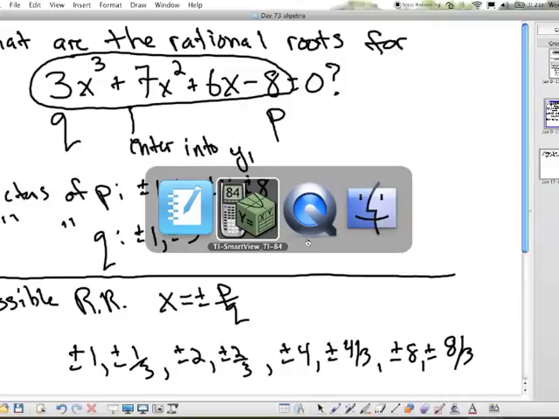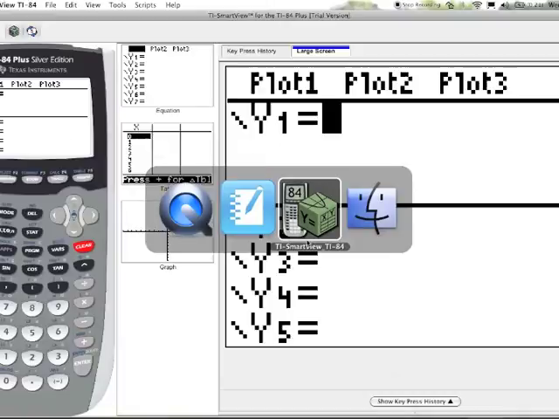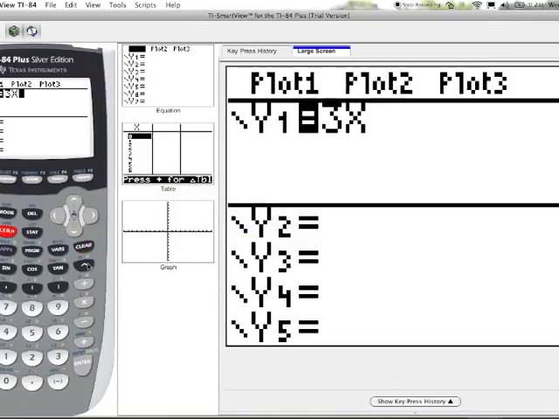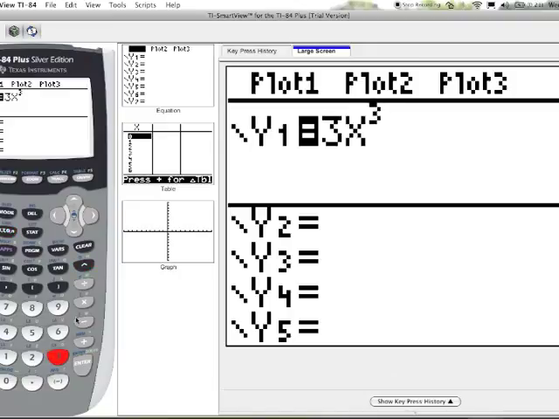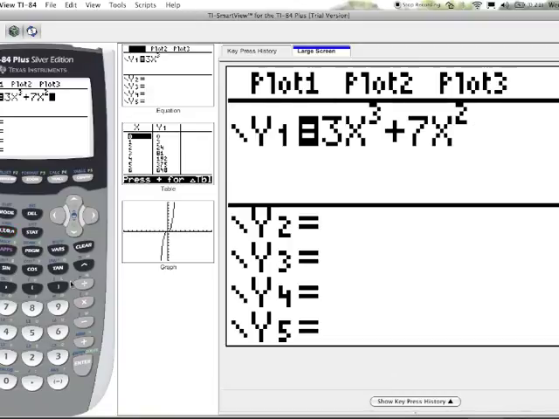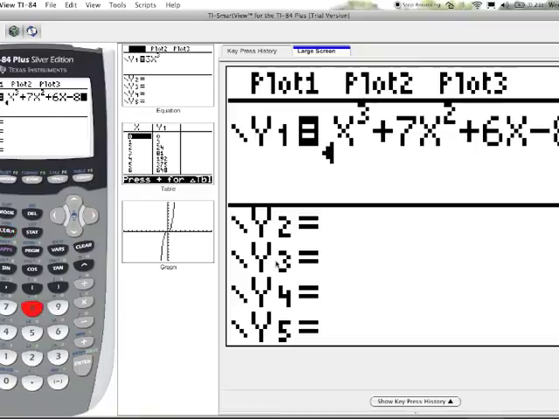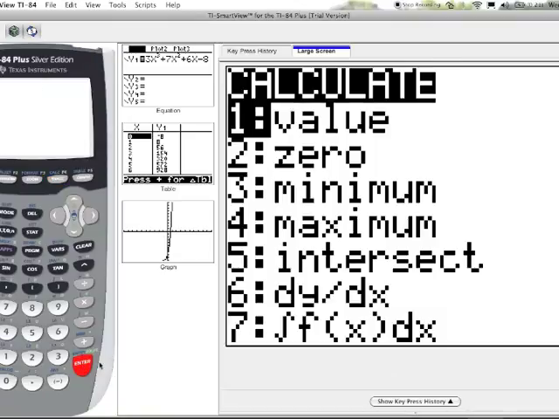So it's 3x^3 plus 7x^2 plus 6x minus 8. So to check our possible roots, we're going to have to hit second trace value 1, enter.